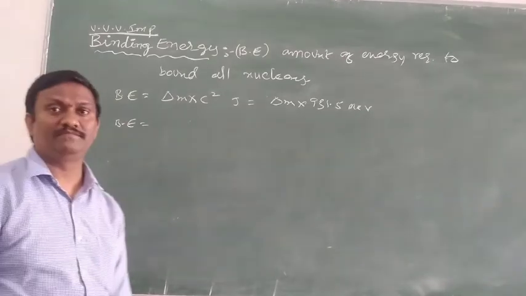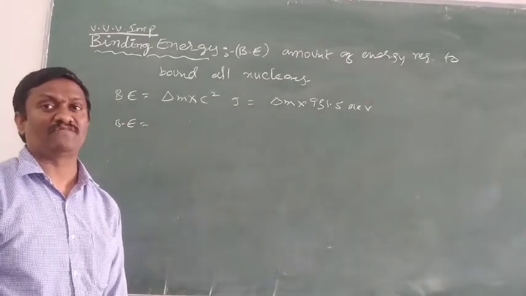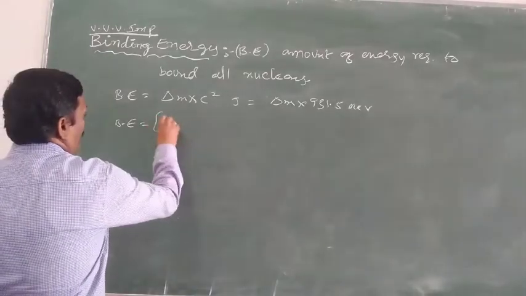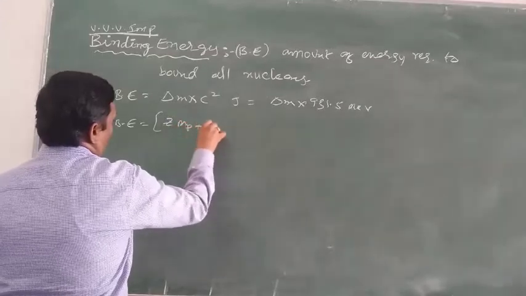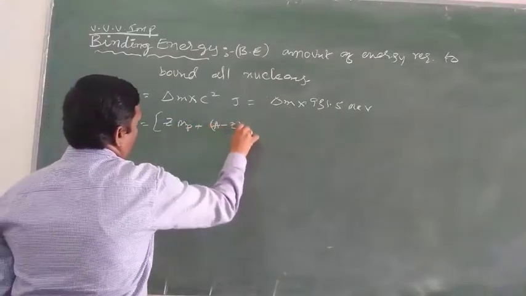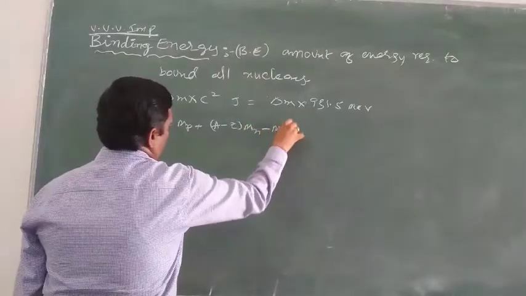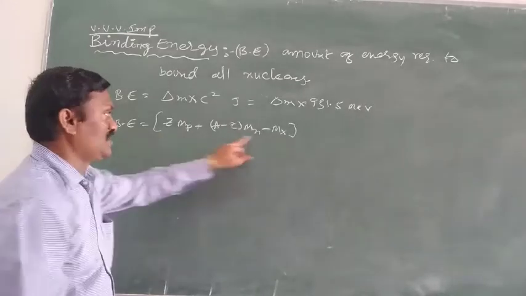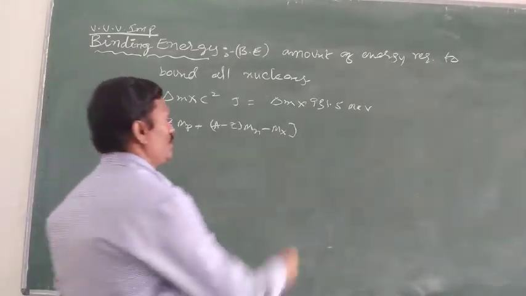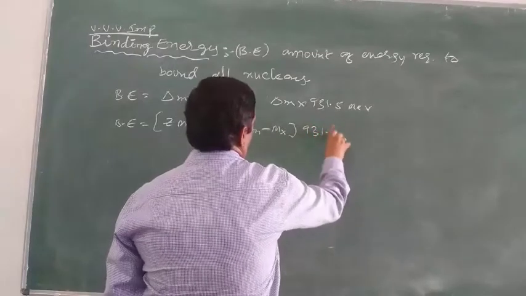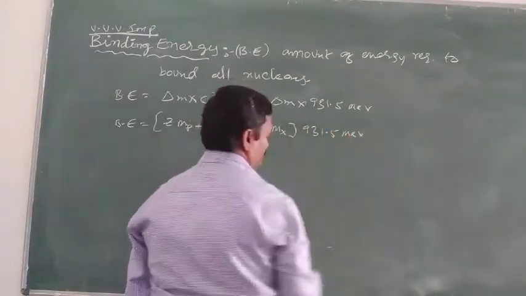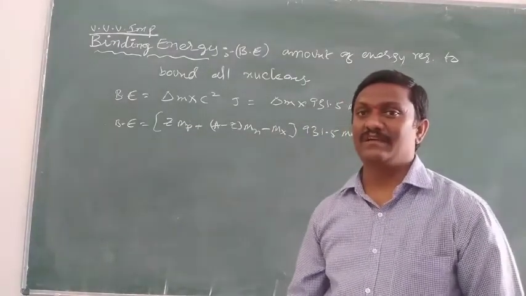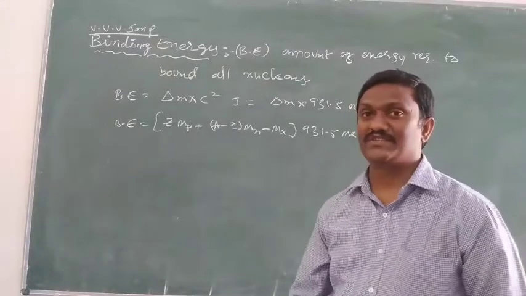Mass defect is the difference between the total mass of the nucleons and the mass of the nucleus. Delta M equals Z into Mp plus (A minus Z) into Mn minus Mx. It is the difference between the total mass of nucleons and the mass of the nucleus, into 931.5 MeV. So that is about the different definitions of binding energy and the equation of binding energy.